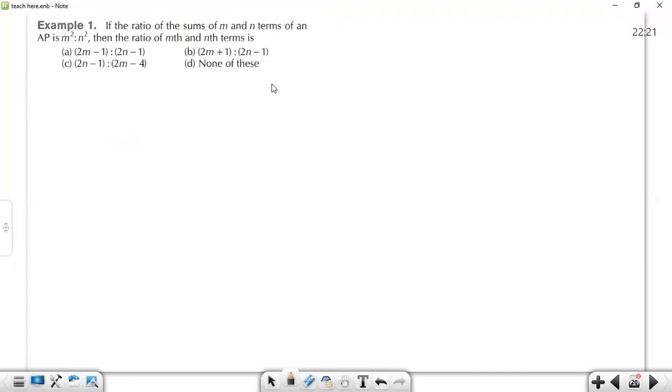Okay, let's discuss this example. If the ratio of the sum of m terms and the sum of n terms of an AP is m squared to n squared, then we have to find the ratio of the mth and nth terms. Okay.